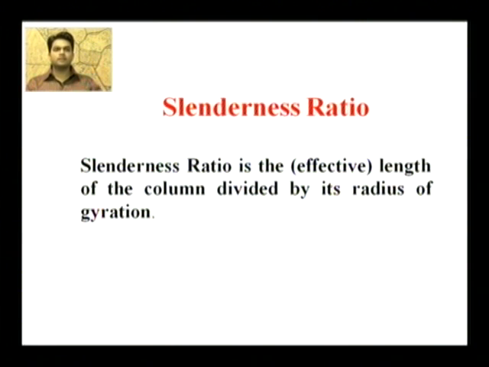Now, what is slenderness ratio? Slenderness ratio is the effective length of the column divided by its radius of gyration. What is slenderness ratio? The effective length of the column divided by the radius of gyration.